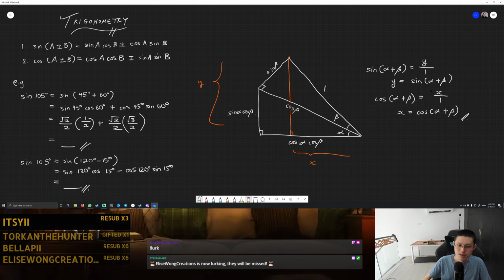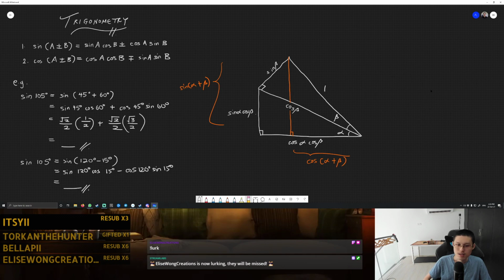There we go. So now we can actually replace these guys here with cos alpha plus beta. And you can replace this guy with sine alpha plus beta. Okay. Right, what else can we do? If we draw another line over here, you will see that we get another triangle right there. So many triangles.